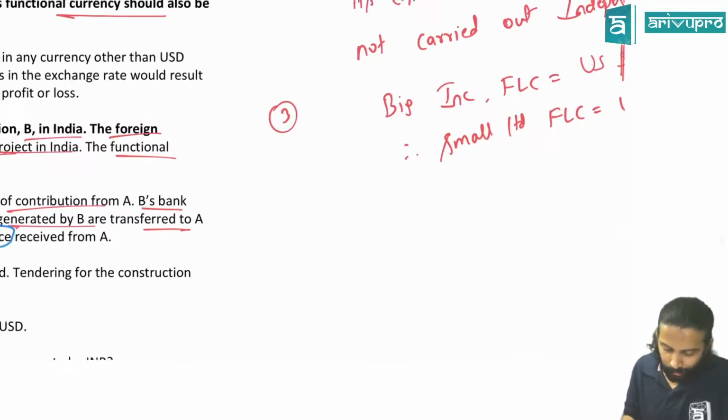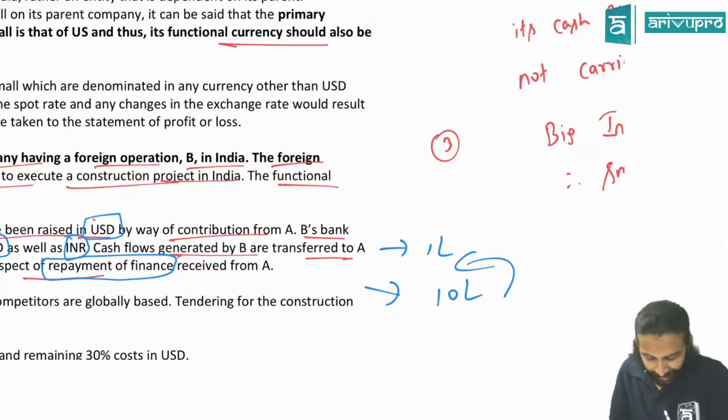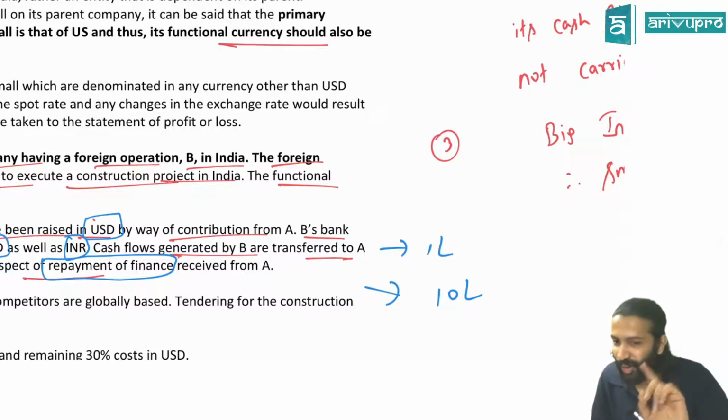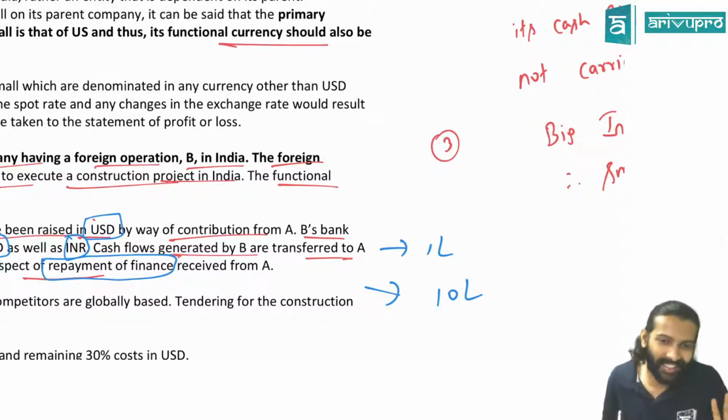Suppose this Oman based company gave 1 lakh loan, correct? And if B, the local company in India, generates 10 lakh cash, will they give the entire 10 lakh to that Oman based company? No, only 1 lakh. That means we are not giving the total funds here. It is like you gave me the money, take your money back, don't ask even 1 rupee more, correct? So now it looks like B may not be dependent. Yes or no?